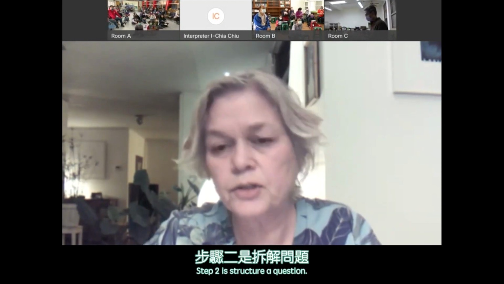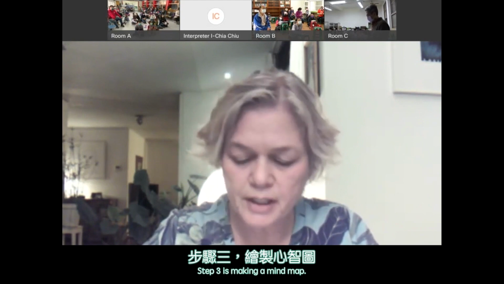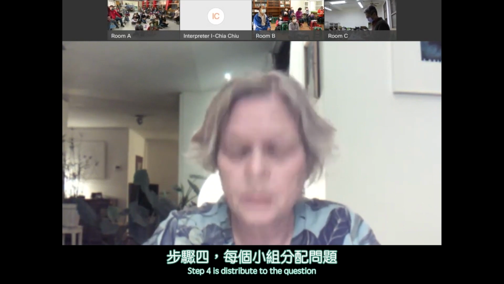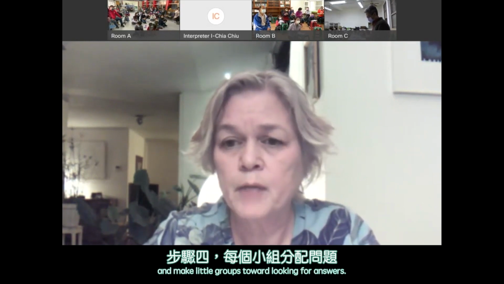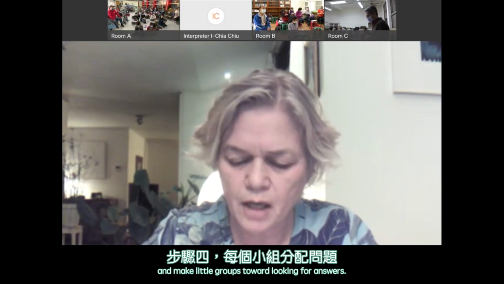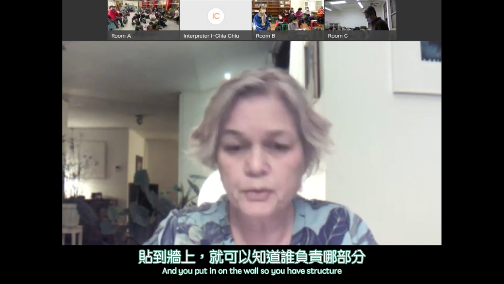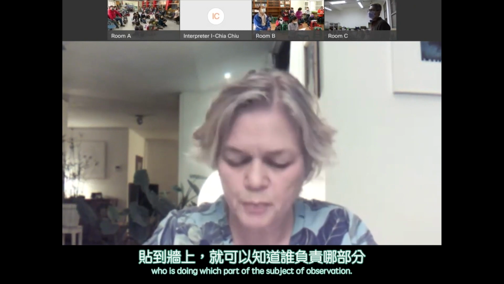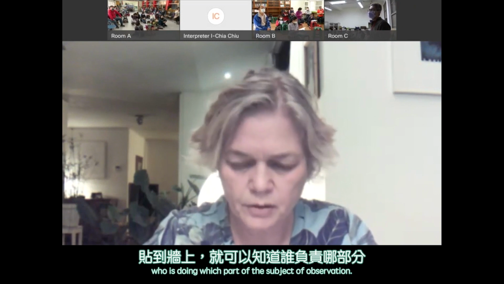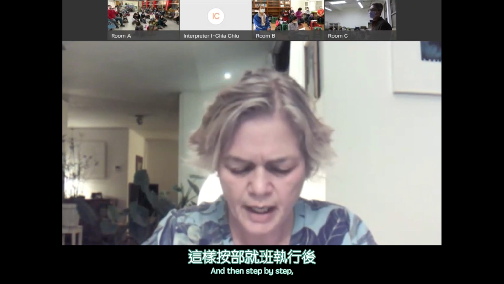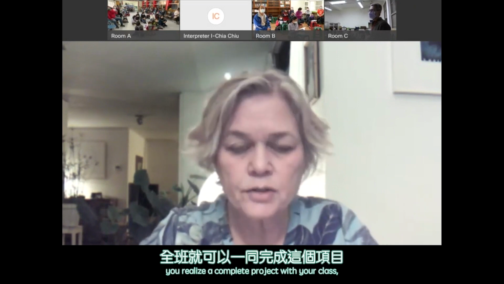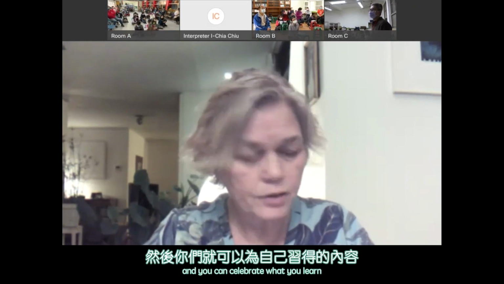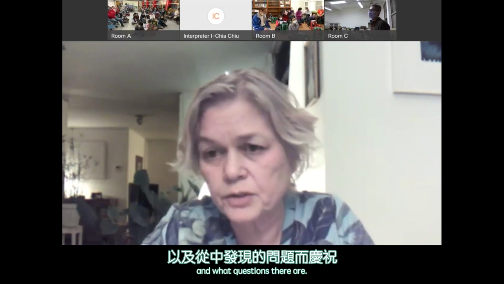Step 2 is structure the questions. Step 3 is making a mind map. Step 4 is distribute the questions and make little groups who are looking for answers. Where can you find it? And you put it on the wall, so you have a structure of who is doing which part of the subject of the observation. And then step by step, you realize a complete project with your class, and you can celebrate what you learned and what questions there are.